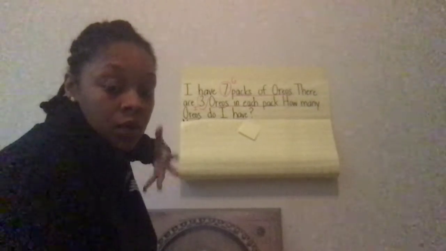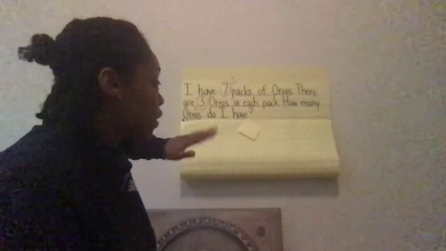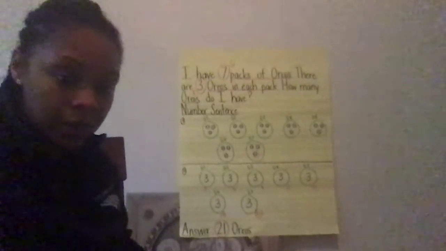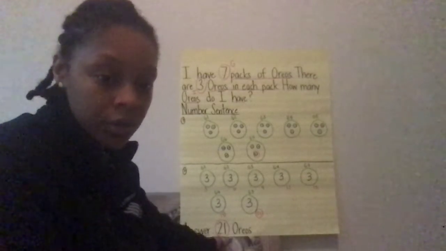So at this point, you can freeze the video so that your child can go ahead and start solving this story problem. So if you solve the story problem correctly, the total number of Oreos are 21 Oreos.